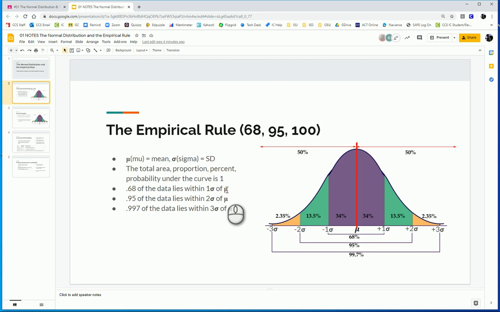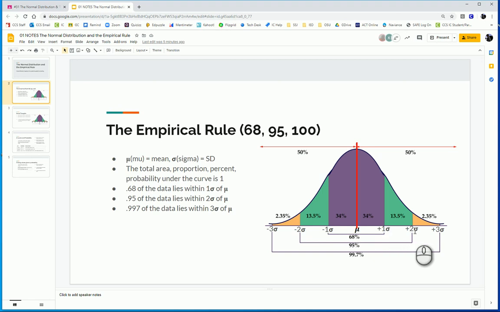So the empirical rule says that 68% of the data lies within 1 sigma or 1 standard deviation of the mean. So what does that mean? Well, that means if you go 1 standard deviation above, then 34% of the data is between the mean and 1 standard deviation above. Then if you go 1 standard deviation below the mean, then another 34% of the data would be between the mean and that. And if you add those two together, you get 68%.